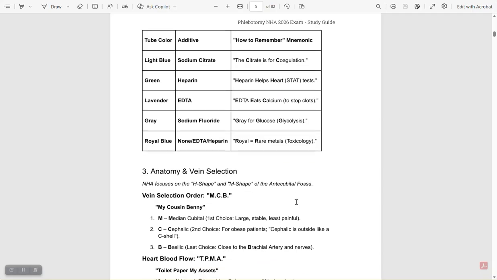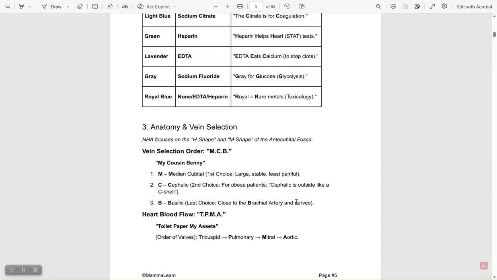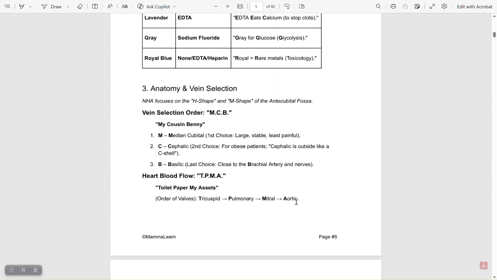Now let's look at the third one, which is the anatomy and the vein selection. NHA focuses on the H shape and the M shape of the antecubital fossa. So the vein selection order is MCB, or you can remember it as my cousin Benny. M for median cubital, C for cephalic and B for basilic.